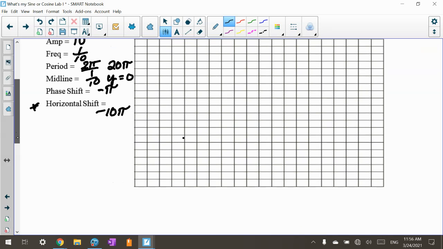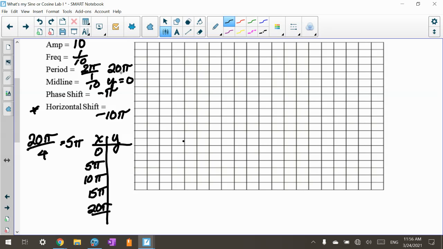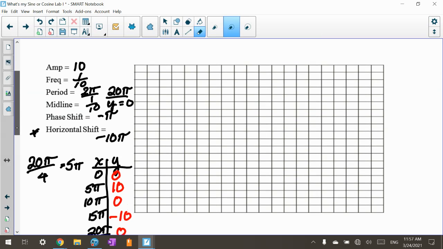Let's take our period of 20 pi and divide it by our 4 quadrants like we weren't going to shift it. I would get 5 pi. So I'm going to set up my table here, x, y, start at 0, 5 pi, 10 pi, 15 pi, and 20 pi. So I got to where I needed to be. And because this is a sine curve, remember it starts at midline, which is 0, and it's going to go up to the highest point, which is 10, come back down to my midline, go down to -10, and come back up to my midline. So there's our points.